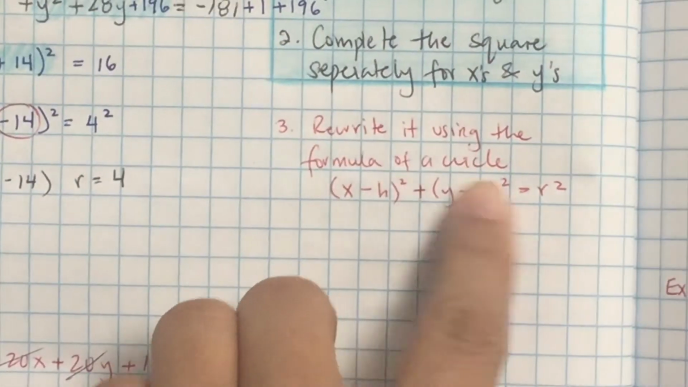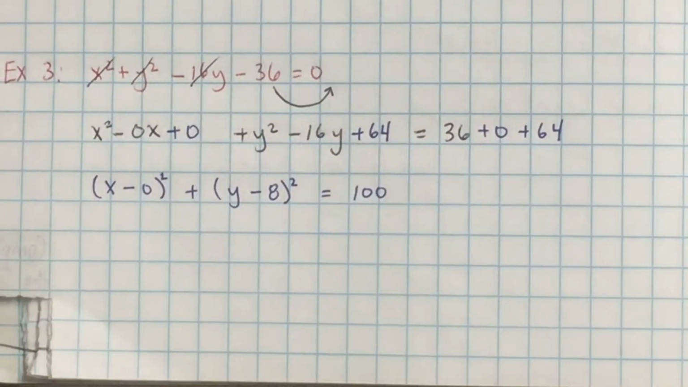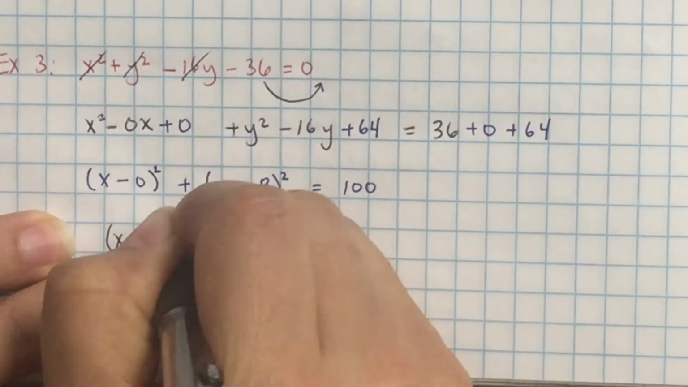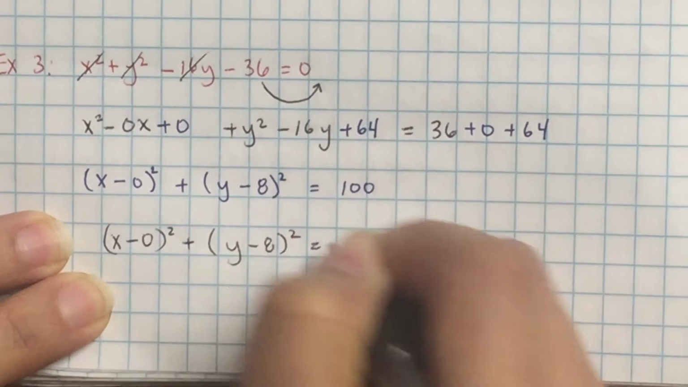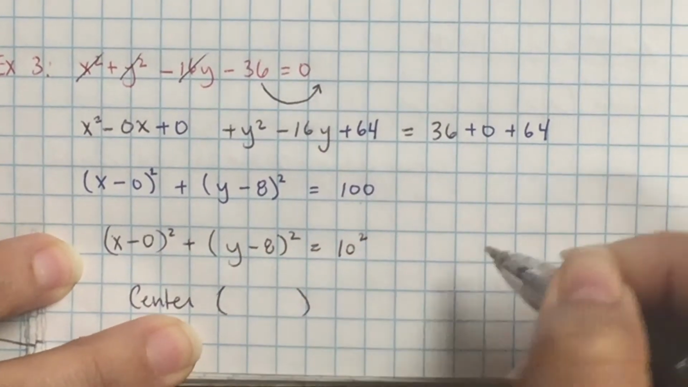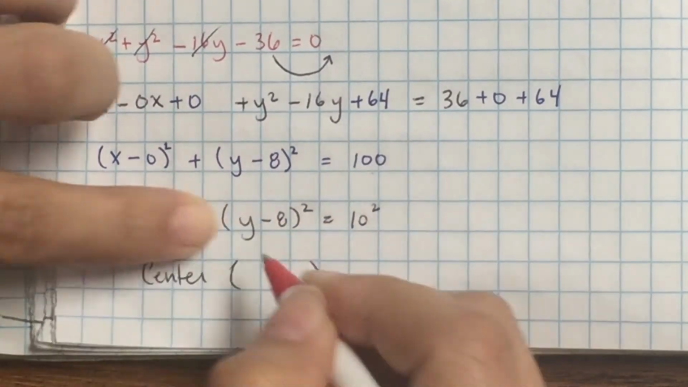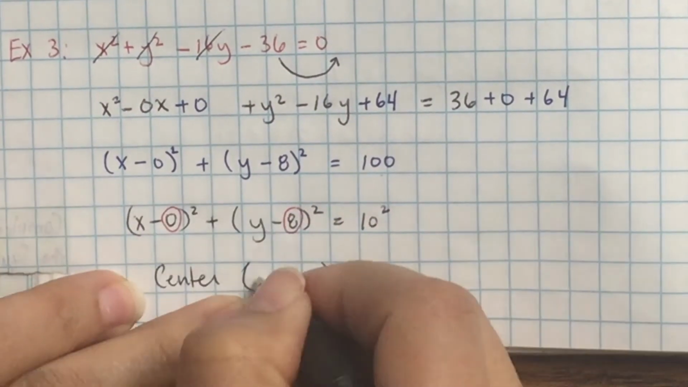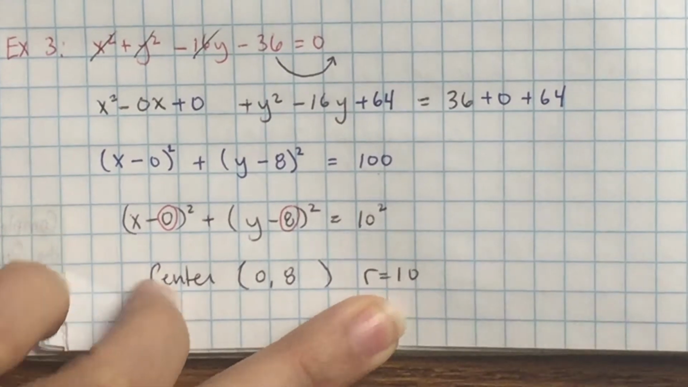Then we have to make it look like the equation of a circle. So the first one is okay because it's x minus. The second one's also okay because it's y minus. And then the radius squared is 10 squared. So my center is going to be x minus circle, y minus circle. So my center is what's in the circle, 0, 8, and my radius is 10.